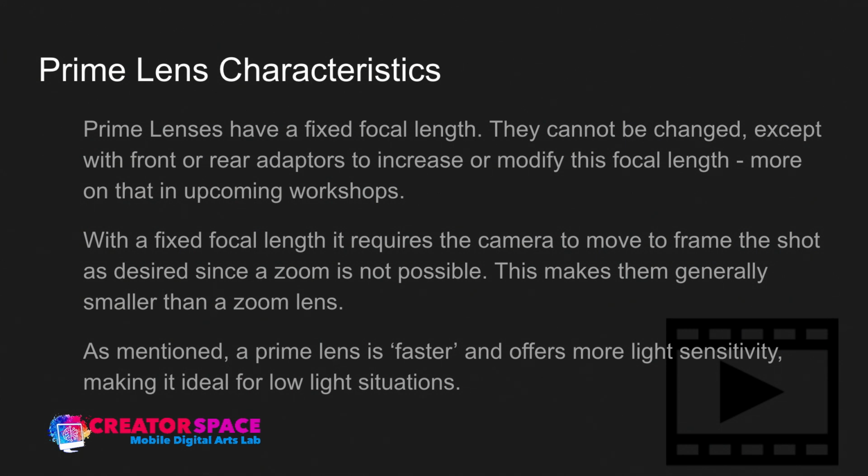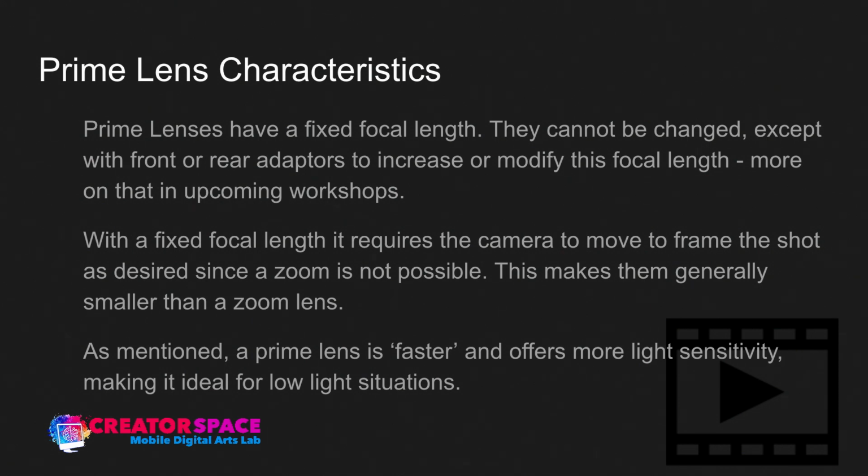With a fixed focal length, it requires the camera to move to frame the shot as desired. So you're totally working with the lens and the camera and getting your frame, versus a zoom where you might just zoom in or out to get the frame and the shot.